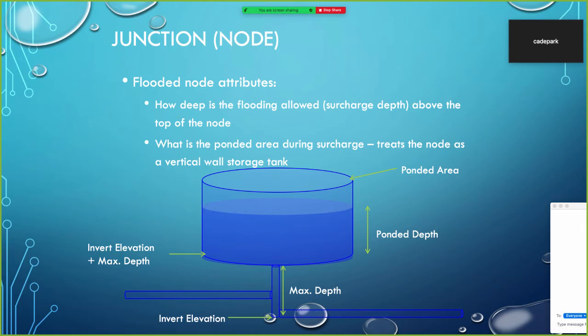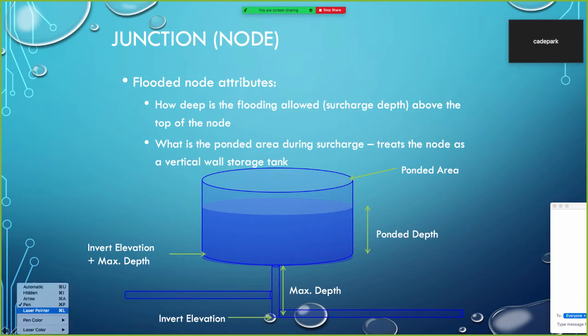If we do provide for flooding, we will provide a maximum surcharge depth above the top of the node, and the ponded area that the node stores water in. And internally what the program is doing is it's treating the node as a vertical wall storage tank. And so the ponded depth plus the max depth would be the total depth at the node if flooding is occurring and we've turned on the flooding feature.